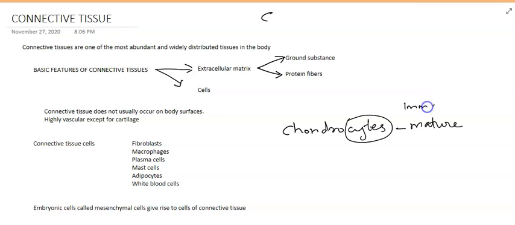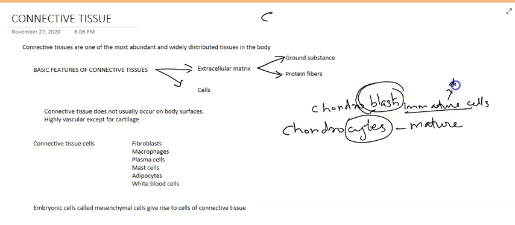While the immature cells are called chondroblasts. When the term "blast" comes, that means immature cells, and they can divide. The embryonic cells called mesenchymal cells give rise to the blast cells: chondroblast, osteoblast, fibroblast, plasmablast, etc. After some time, these blasts differentiate into cytes, that is chondrocytes. That means they have become mature cells.